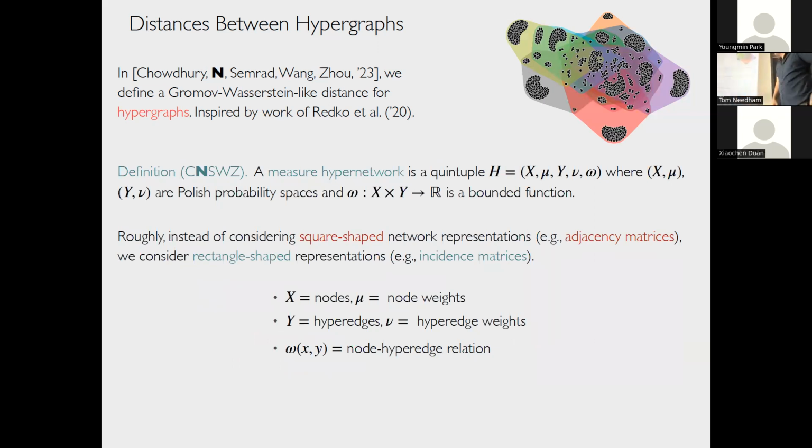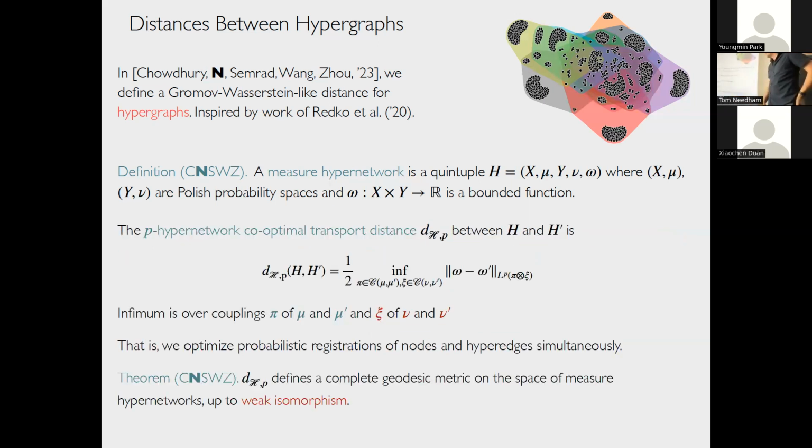But in this paper, we generalized the notion of a measure network to a measure hypernetwork, which looks a little bit obnoxious now maybe, but now it's a 5-tuple. The idea is that X is a node set, Y is a hyperedge set. They have measures on them so that I can do this relaxed LP type distance. And omega is some function which eats a node and a hyperedge and tells you something about how they're related. Think of it like an incidence function, basically.